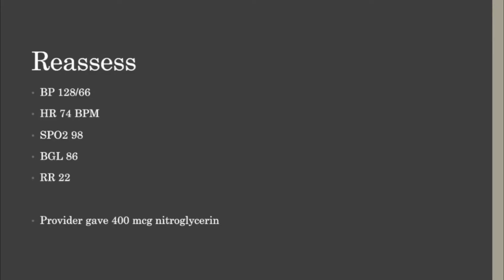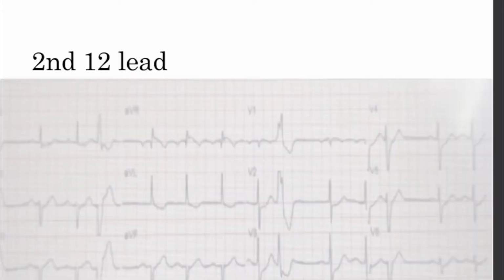Once you load the patient onto the stretcher and you get into the ambulance, you're going to do a little reassessment and you take his blood pressure again, which is 128/66, heart rate 74, SpO2 is 98, BGL is 86, and respirations are 22 non-labored. At this point, the provider gave 400 micrograms of nitroglycerin and they got a second 12 lead.